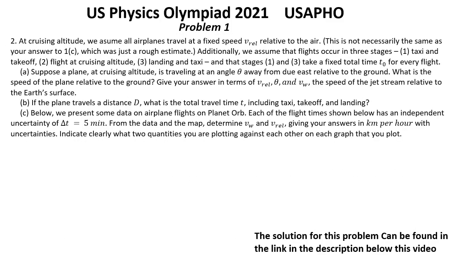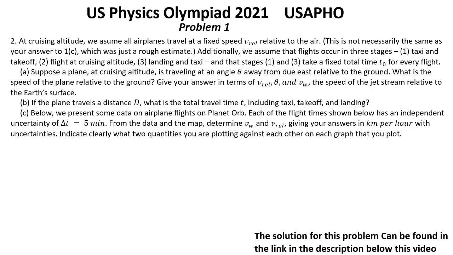Part 2. At cruising altitude, we assume all airplanes travel at a fixed speed v-rel relative to the air. This is not necessarily the same as your answer to Part 1 Question C, which was just a rough estimate. Additionally, we assume that flights occur in 3 stages. First, taxi and takeoff. Second, flight at cruising altitude. Third, landing and taxi, and that stages 1 and 3 take a fixed total time t0 for every flight.